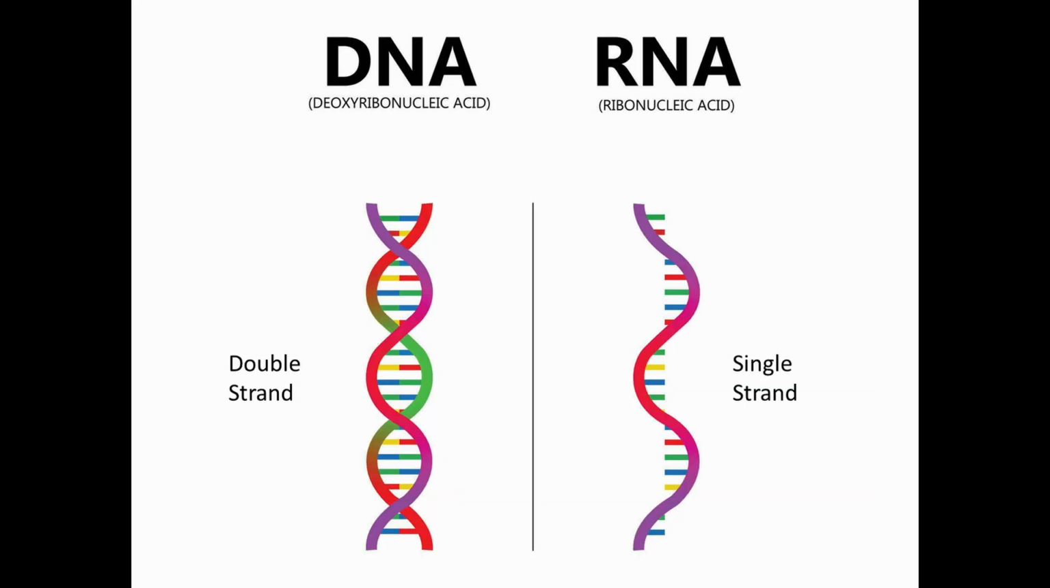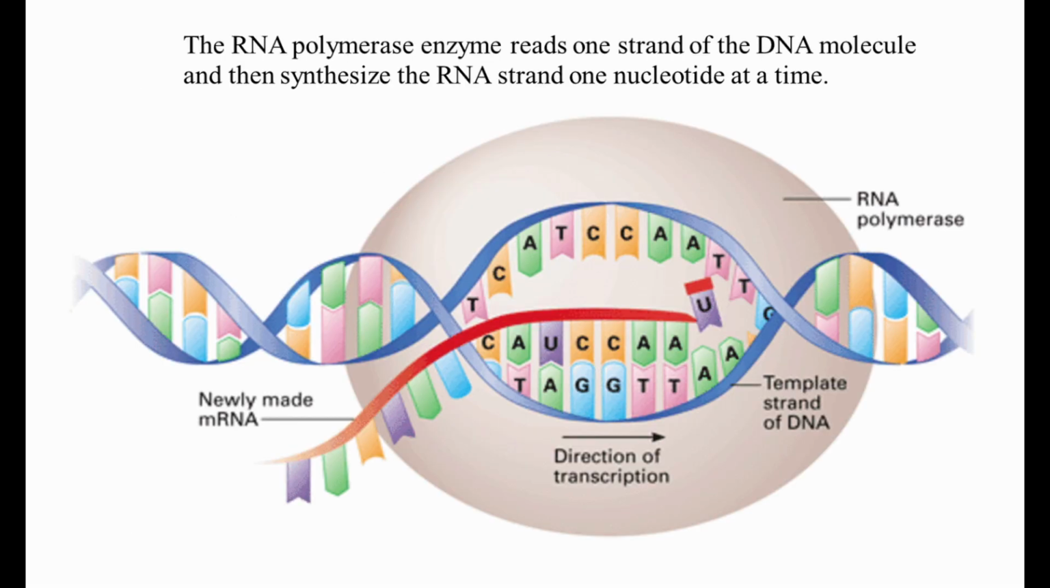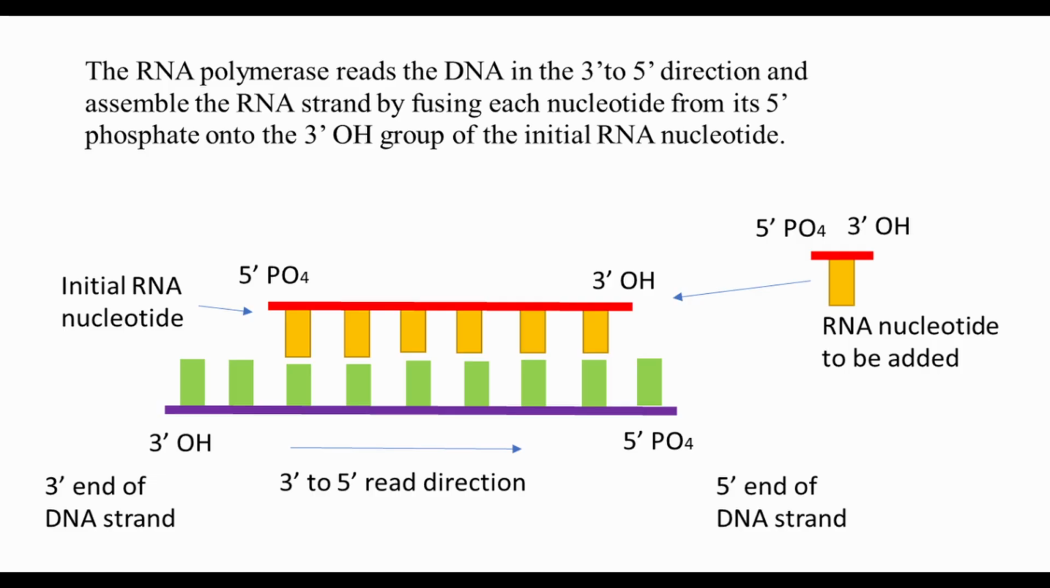Unlike the double helix structure of DNA, an RNA strand is formed as a single spiral. RNA is read and copied by RNA polymerase transcription. The RNA polymerase enzyme reads one strand of the DNA molecule and then synthesizes the RNA strand one nucleotide at a time. The RNA polymerase reads the DNA in the 3' to 5' direction and assembles the RNA strand by fusing each nucleotide from its 5' phosphate onto the 3' OH group onto the initial RNA nucleotide.